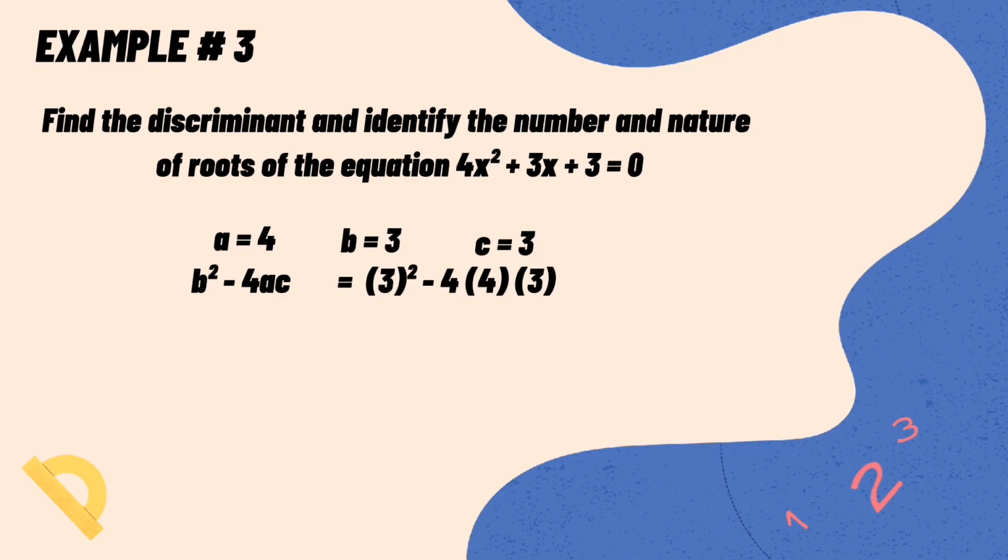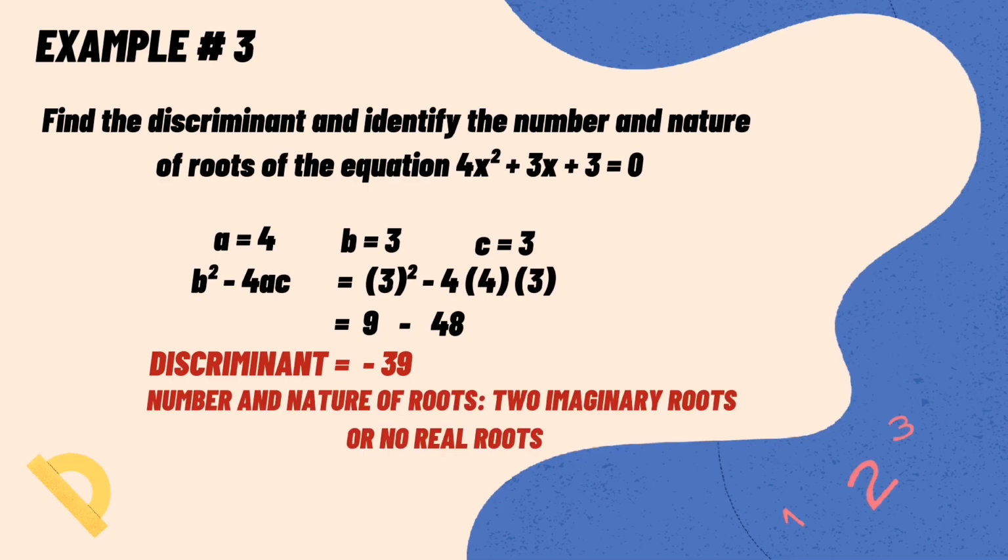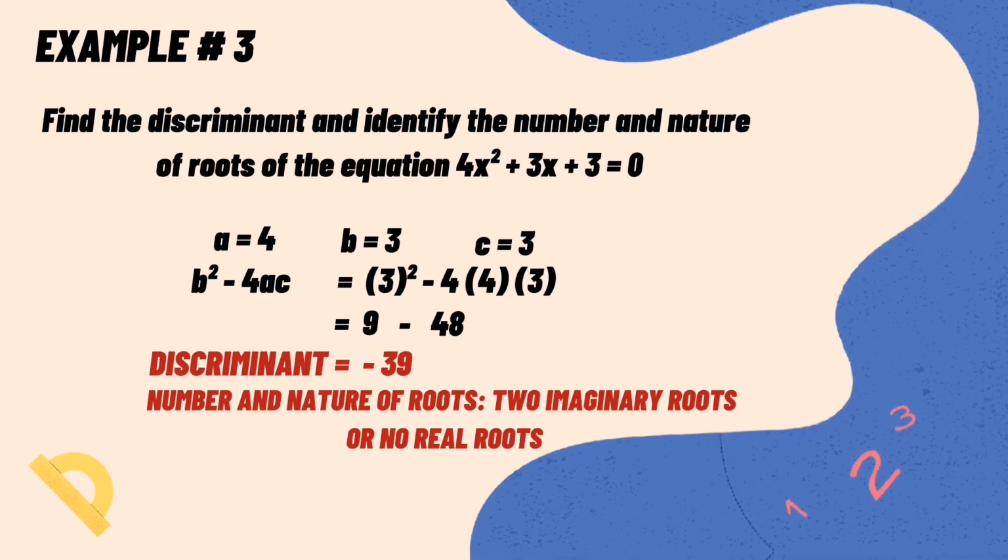Simplifying the equation, 3 squared will become 9. 4 times 4 is 16. Times 3 is 48. 9 minus 48 is negative 39. Then, our discriminant is negative 39. Since negative 39 is negative or less than 0, then the roots are imaginary or no real roots.